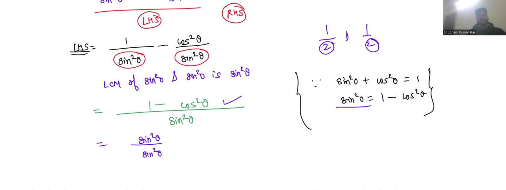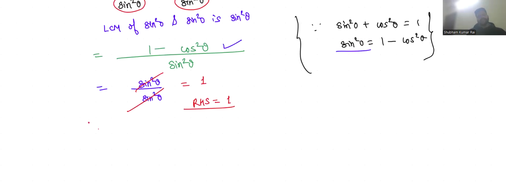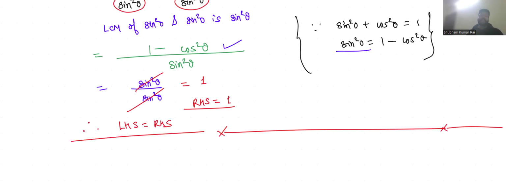So it will be cancelled like this. You will be getting the value 1. So here we can say that left hand side is 1 and we have right hand side as well, 1. Therefore we can say that yes, left hand side is equal to right hand side. So hence this question is proved. This was the question for level 2.